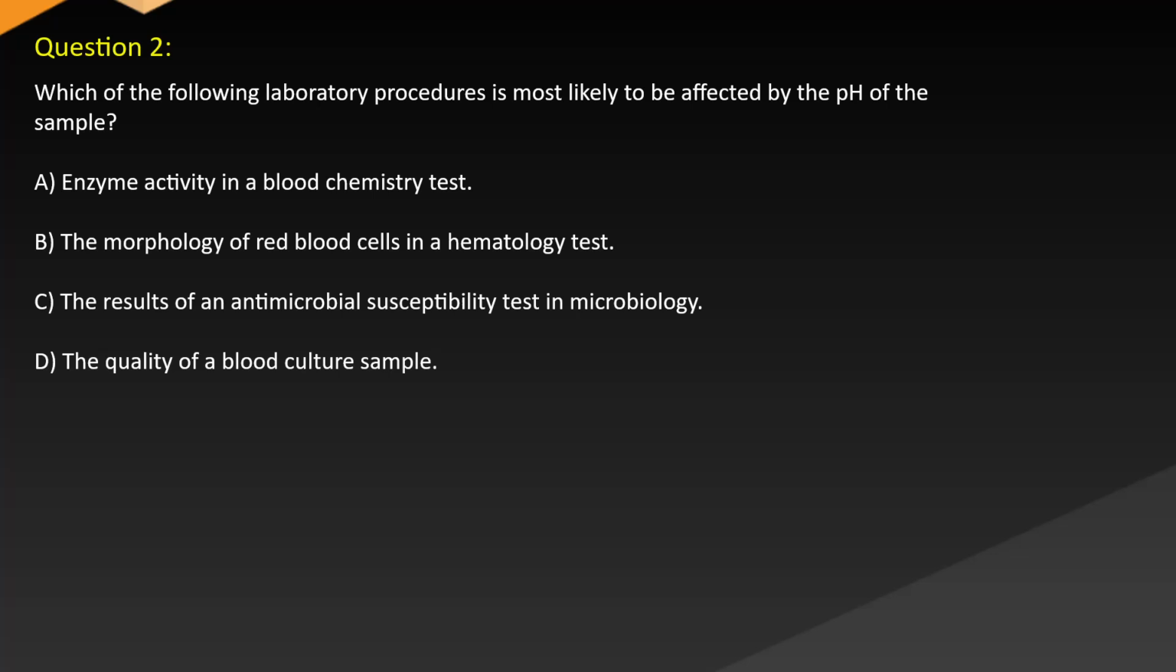Question 2. Which of the following laboratory procedures is most likely to be affected by the pH of the sample? A. Enzyme activity in a blood chemistry test. B. The morphology of red blood cells in a hematology test. C. The results of an antimicrobial susceptibility test in microbiology. D. The quality of a blood culture sample.